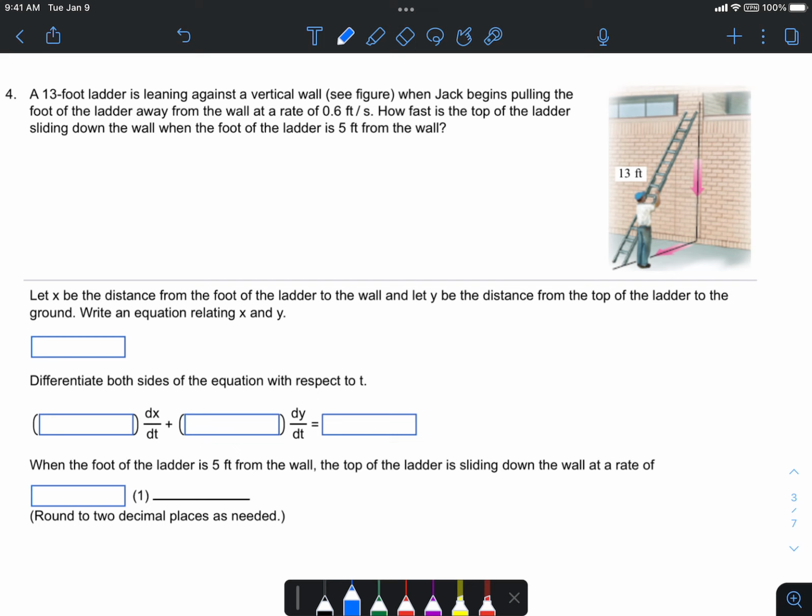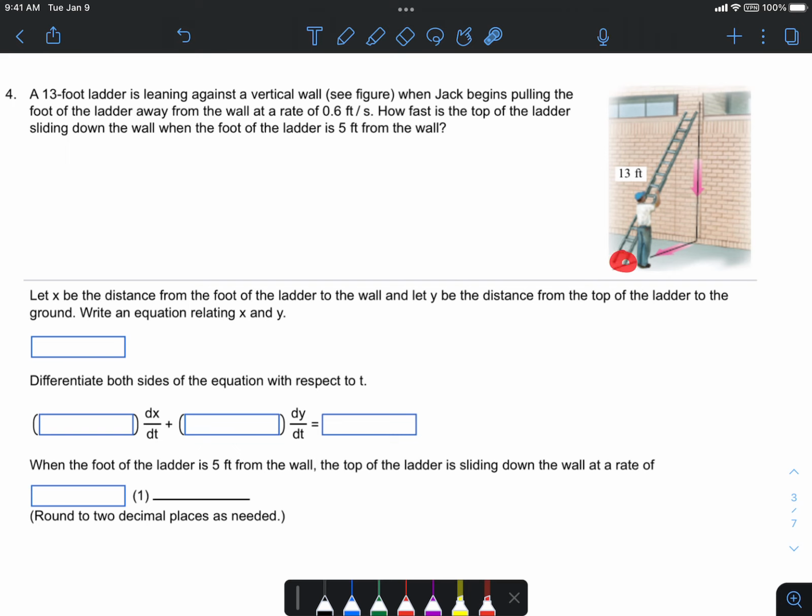So this is a related rates problem. You have a 13-foot ladder that's leaning against the wall. You can see it on a picture here. This is the ladder and this is the wall it's leaning against. You have Jack who begins pulling the foot of the ladder.